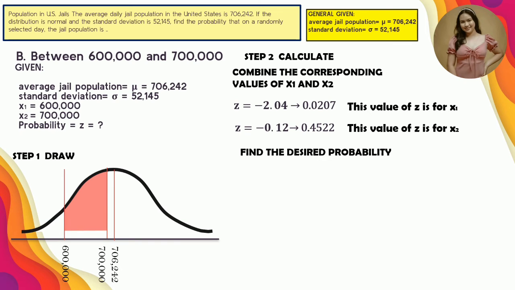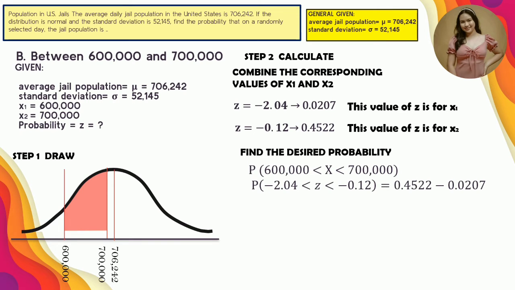And now we find the desired probability. Our probability of x greater than 600,000 but less than 700,000 is equal to probability of z greater than negative 2.04 but less than negative 0.12. And this is equal to 0.4522 minus 0.0207. The values of our z value for our x sub 1 and x sub 2, we subtract them.